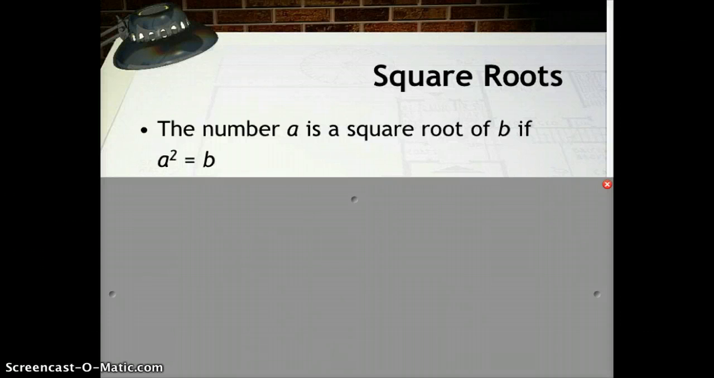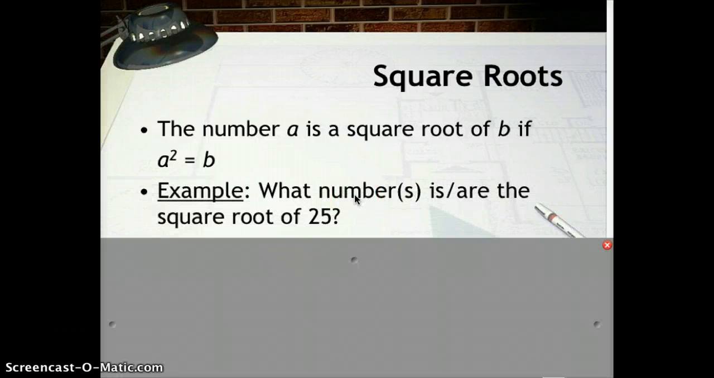So if I ask you what's a square root of 16, you could say, well, 4 times itself is 16, so that's a square root of 16. So, for example, what number or numbers is or are the square root of 25? Think about this for a minute. If you said the number 5, that is partially right because 5 times itself does equal 25, but I'm challenging you to think of a number that multiplied by itself also equals 25. Pause the video, think about it.